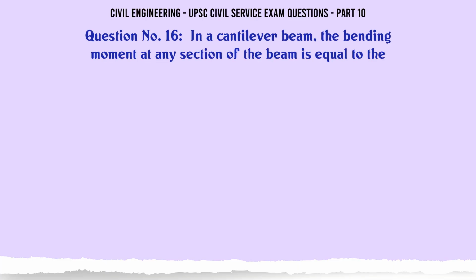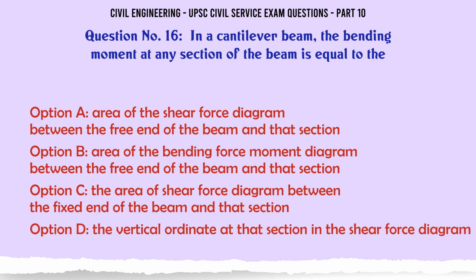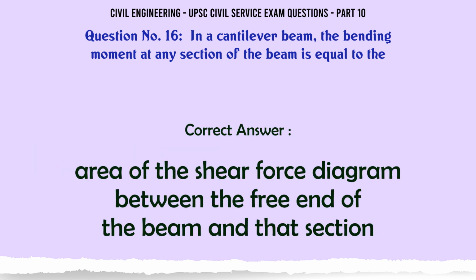In a cantilever beam, the bending moment at any section of the beam is equal to the: A. Area of the shear force diagram between the free end of the beam and that section. B. Area of the bending moment diagram between the free end of the beam and that section. C. The area of shear force diagram between the fixed end of the beam and that section. D. The vertical ordinate at that section in the shear force diagram. The correct answer is area of the shear force diagram between the free end of the beam and that section.